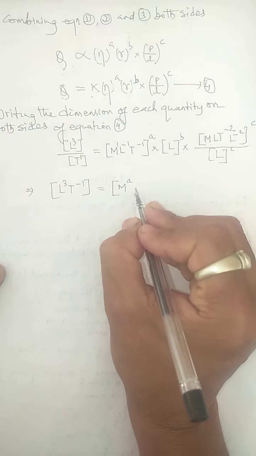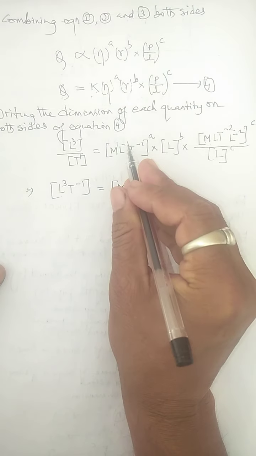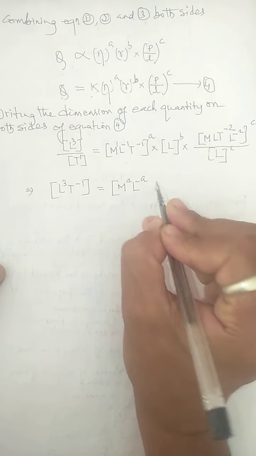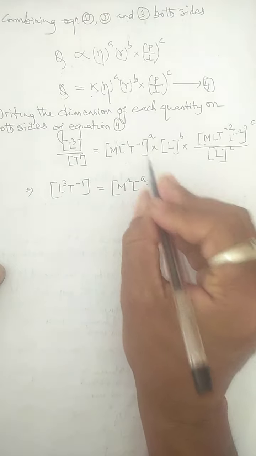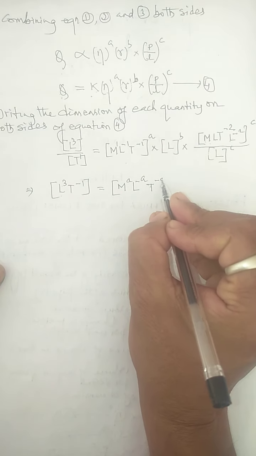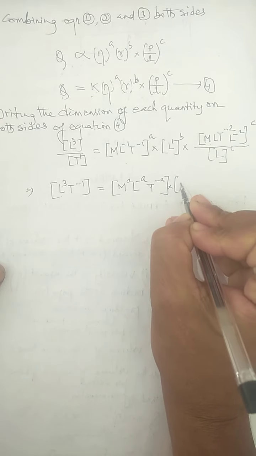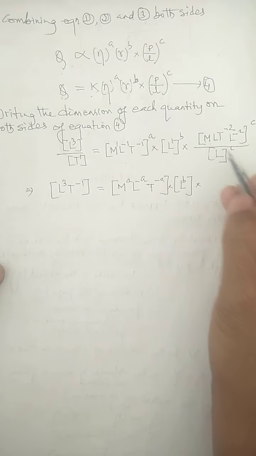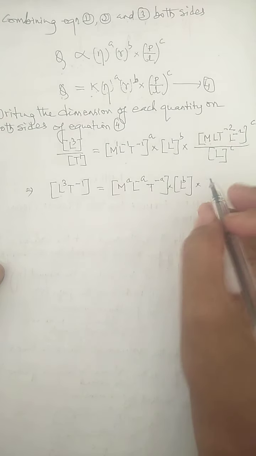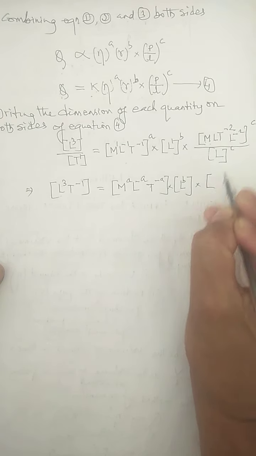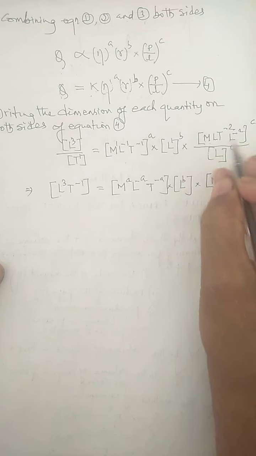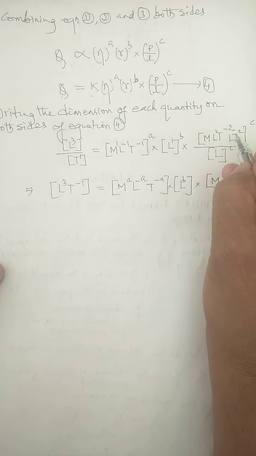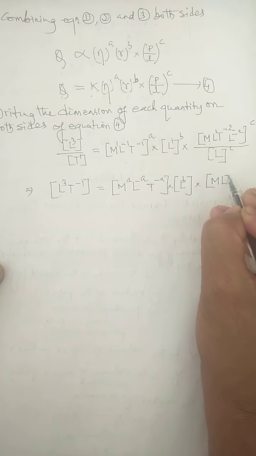L to the power what? Minus 1, so minus 1 into a means minus a. And this is t to the power minus 1 into a, which means minus a also. Now this power is 1, so let me combine. L to the power 1 into b means b. Now let me take this L in the numerator and do it. Before that, I'll combine this expression. M L is 1. The 1 minus 2 is L to the minus 1.